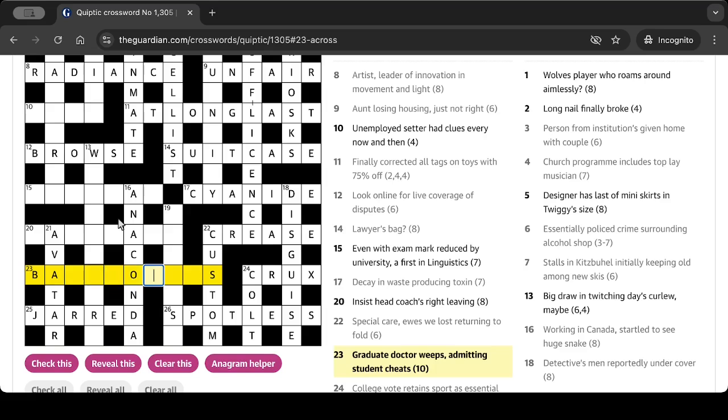Student cheats was making me think of cheats as a verb, but it also could just be people who cheat. I think getting this one is going to be key to getting a few of the others down here. So again, I'm going to pause, only mentioning that so you don't think I'm solving this crossword super fast, and come back.